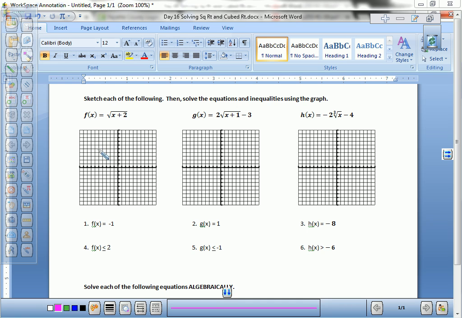First one. Where does the translation point shift to? Where do we start? -2, 0. All right, everybody plot a point at -2, 0, please.